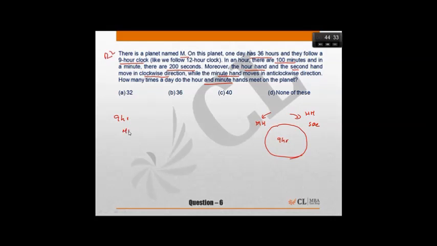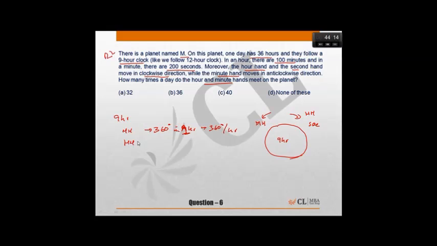That means the minute hand will do 360 degrees in one complete round, which is 1 hour. So the speed of the minute hand is 360 degrees per hour.